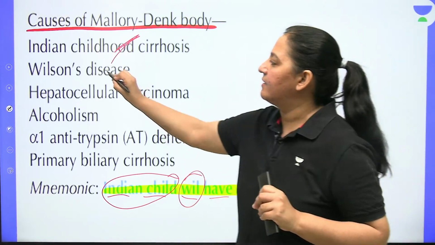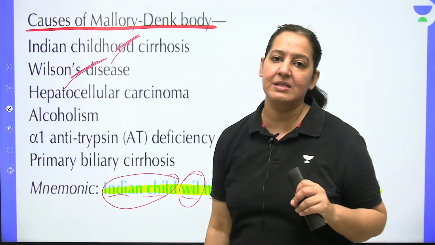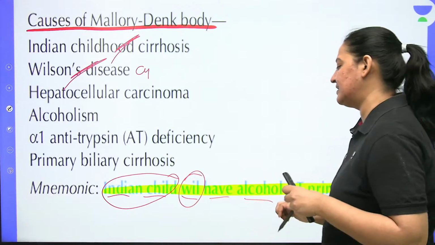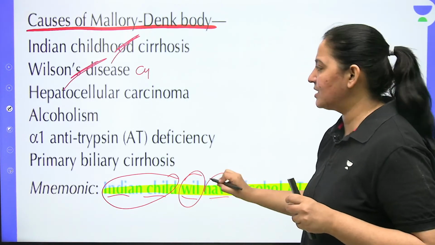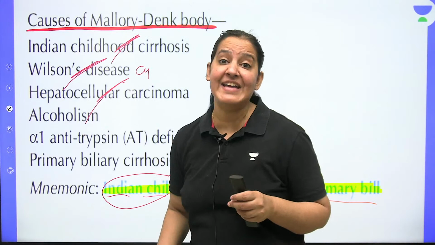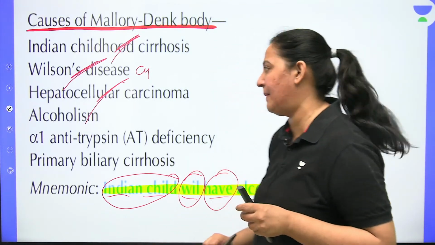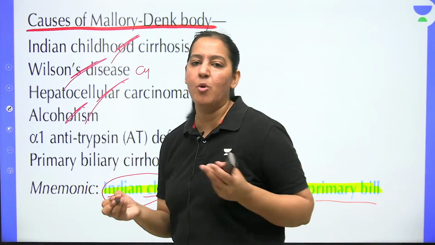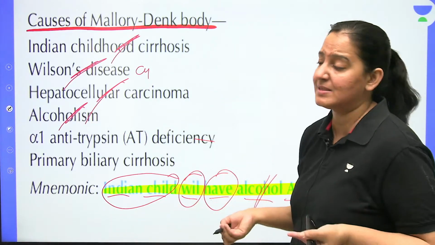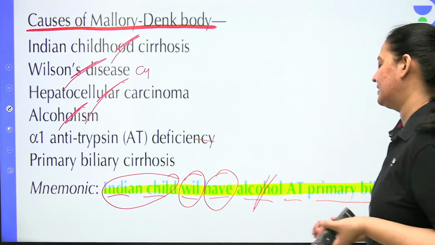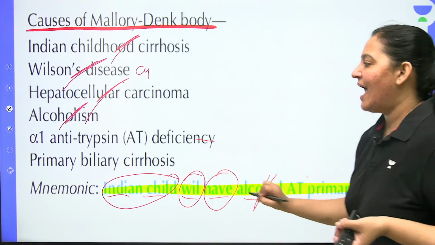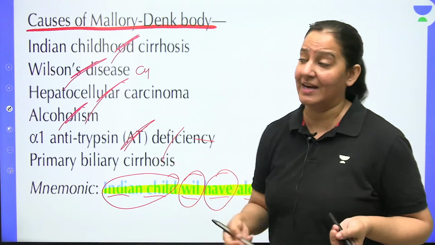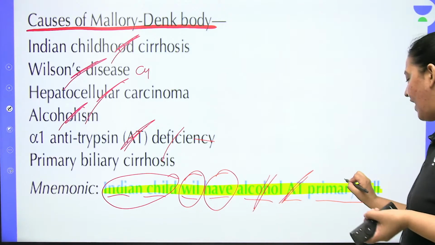Will, say Wilson cirrhosis. The cirrhosis in Wilson's disease. Wilson's disease is copper excess in the liver, which leads to injury to the liver and cirrhosis. Have is not a cirrhosis, it is hepatocellular carcinoma, the liver cancer, the most deadly cancer. Alcohol, say alcoholic cirrhosis, the most common cause of cirrhosis. 70% of cirrhosis is due to alcoholism only. At is alpha-1 antitrypsin. Antitrypsin deficiency also leads to cirrhosis. You may be knowing the various types of cirrhosis, right? And primary bill.